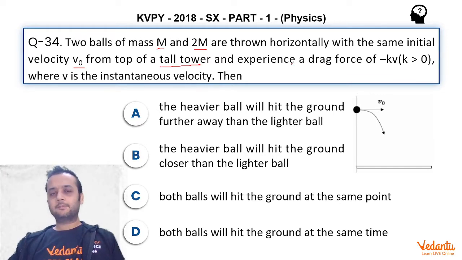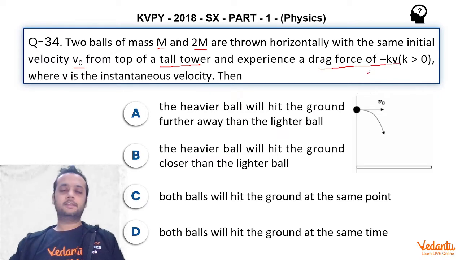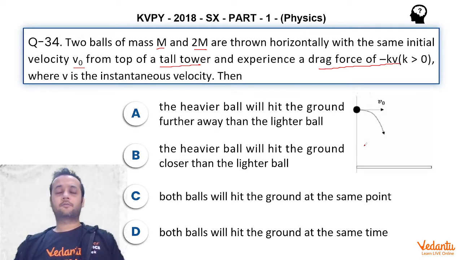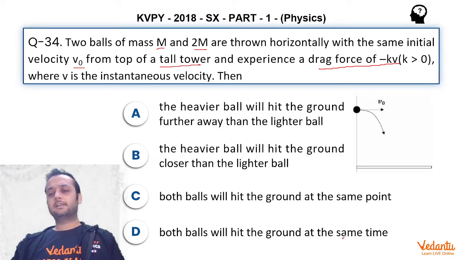Apart from gravity, the ball also experiences a drag force, which is proportional to the velocity of the ball. So we have to find which of the balls is going to go farther away from the tower, or whether the balls are going to hit the same spot. Okay, balls will hit the ground at the same time.